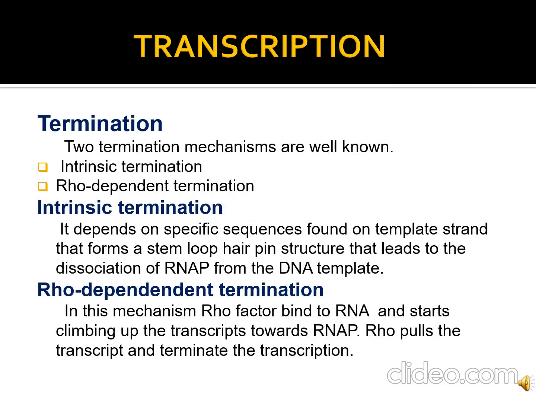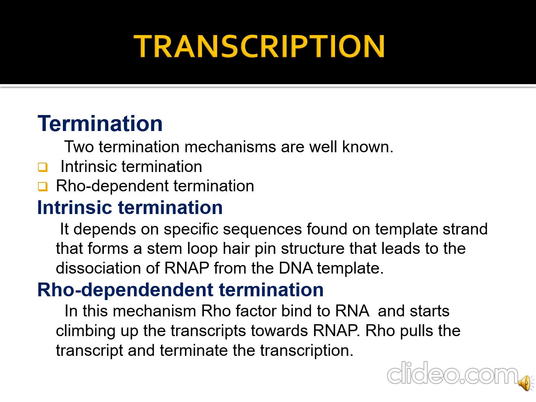The process of ending of transcription is known as termination. Two termination mechanisms are well known: intrinsic termination and Rho-dependent termination. Intrinsic termination depends on specific sequences found on the template strand that form stem loop hairpin structures that lead to the dissociation of RNA polymerase from the DNA template.